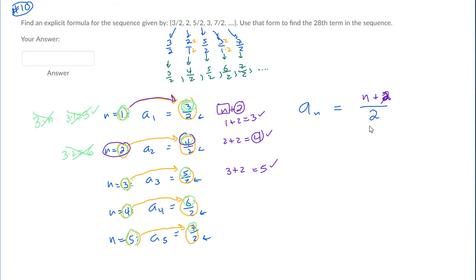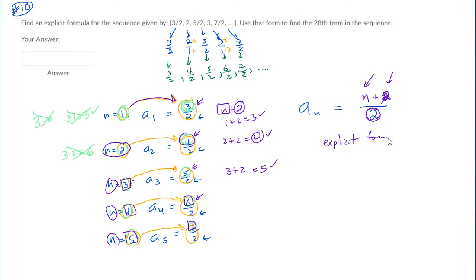So this is my formula that generates the terms. How come it works? Because the bottom is always 2, so putting a 2 on the bottom is fine. And then the numerator of the terms is always 2 higher than what the index was. 5 is 2 more than 3. 6 is 2 more than 4, etc. 7 is 2 more than 5. So that says take your index value and add 2, and you'll get the numerator of your term. The denominator is always 2. Okay, so that's my explicit formula for my terms.